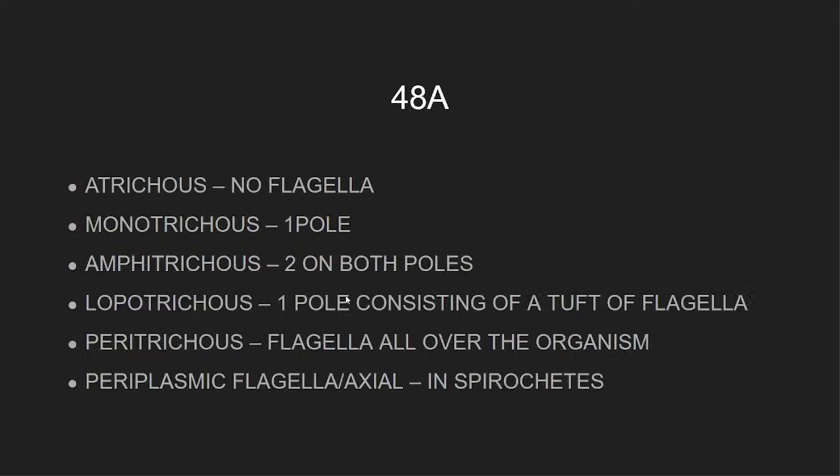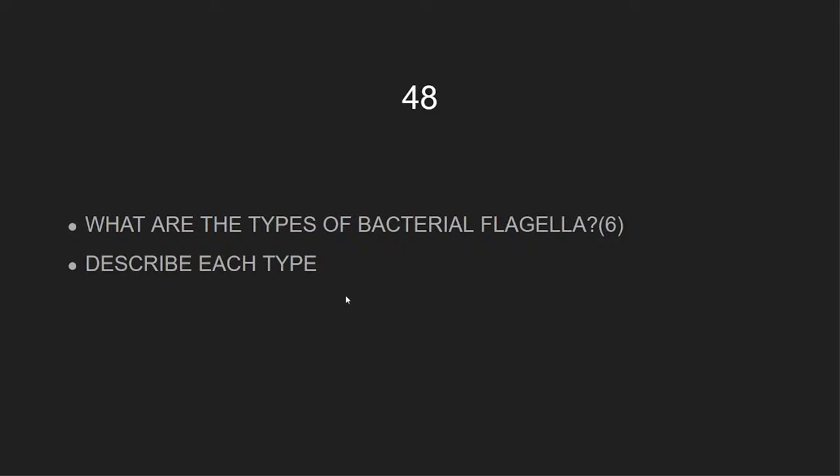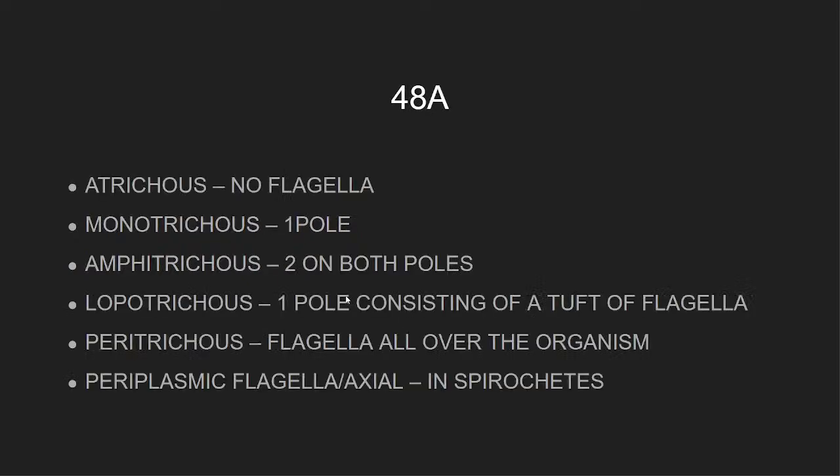We have atrichous flagella, or structures of flagella muna tayo. What are the types of bacterial flagella? There are 6 types. Okay? Atrichous meaning no flagella, monotrichous, mono, 1, amphitrichous meaning 2 or both poles or both ends. And then we have lophotrichous flagella. Pag sinabing lophotrichous, merong tuft of flagella, meaning pag sinabi natin tuft, there's one point, but there's a lot of flagella originating from that one point. We have peritrichous flagella from the term itself, perimeter, ibig sabihin all over the organism, and then periplasmic flagella or axial filaments, which is the one that you see in spirochetes. Okay? Clear ba tayo doon, class?